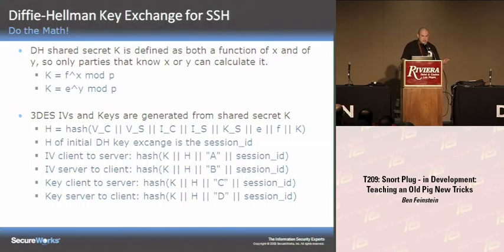If you have H and you have K, you can calculate the initialization vector from client to server. You can calculate the initialization vector for triple DES from server to client. And also you can calculate the keys. These are the triple DES keys. And actually those are literal A, B, C, and D. If you read the RFC, that's how they define those functions. Given K and everything else is in clear text over the wire, I can calculate the IVs, the keys, the hashes, everything I need to decrypt this SSH session.